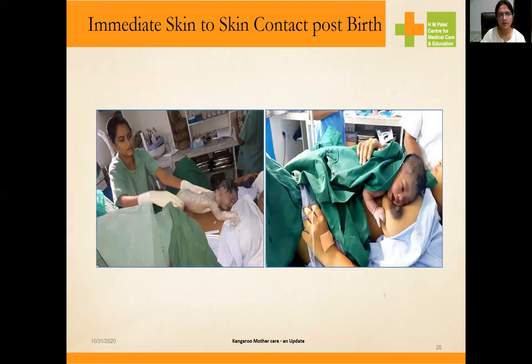Now in this picture, you can see there is immediate skin to skin contact given after birth. So the baby is just delivered and then put on the mother's chest, which can be easily practiced in a healthy term or even healthy preterm low birth weight baby.